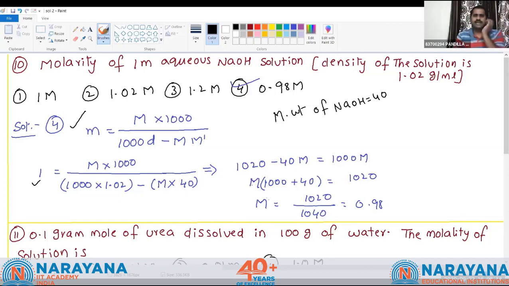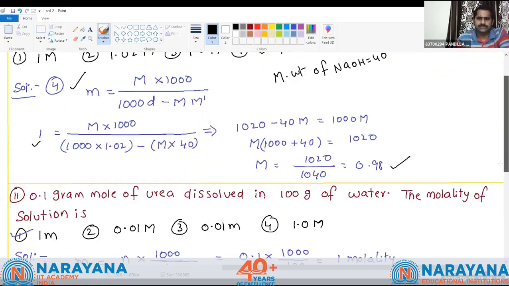By doing the calculation, by cross multiplication, we got molarity 0.98. You can cross check, students. Now I am going to the next question, the 11th question.